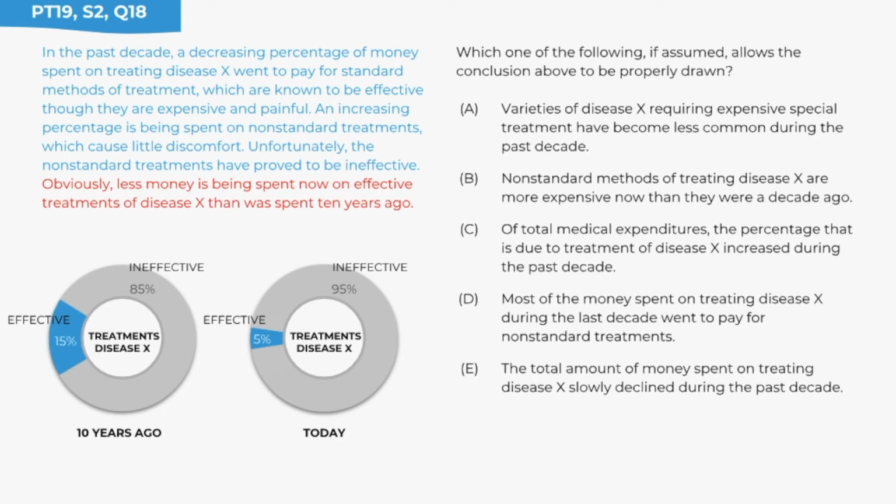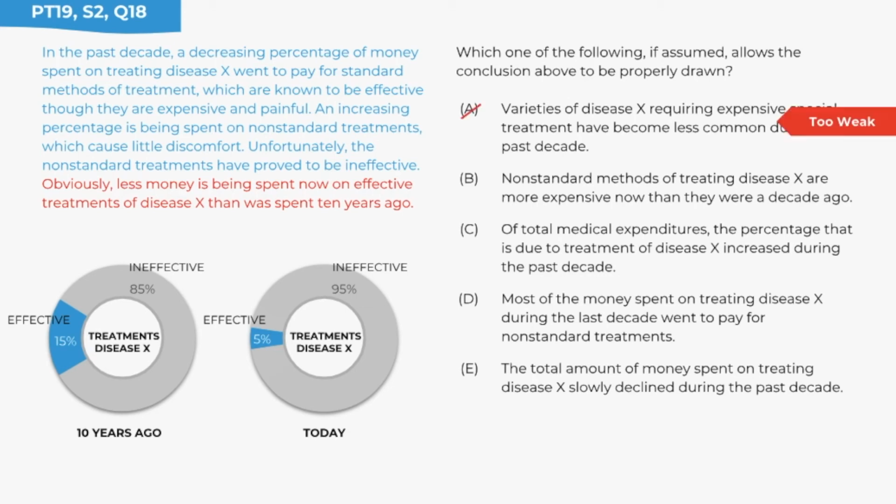If we look at answer choice A, they say that varieties of disease X requiring expensive special treatment have become less common during the past decade. Now, they did tell us that the standard methods of treatment are expensive. They go on to say that an increasing percentage is being spent on non-standard treatments, which cause little discomfort, but they don't talk about the cost there. So are they talking about the standard methods or non-standard methods in answer choice A? It doesn't really say. And so answer choice A is simply too weak to impact the argument here.